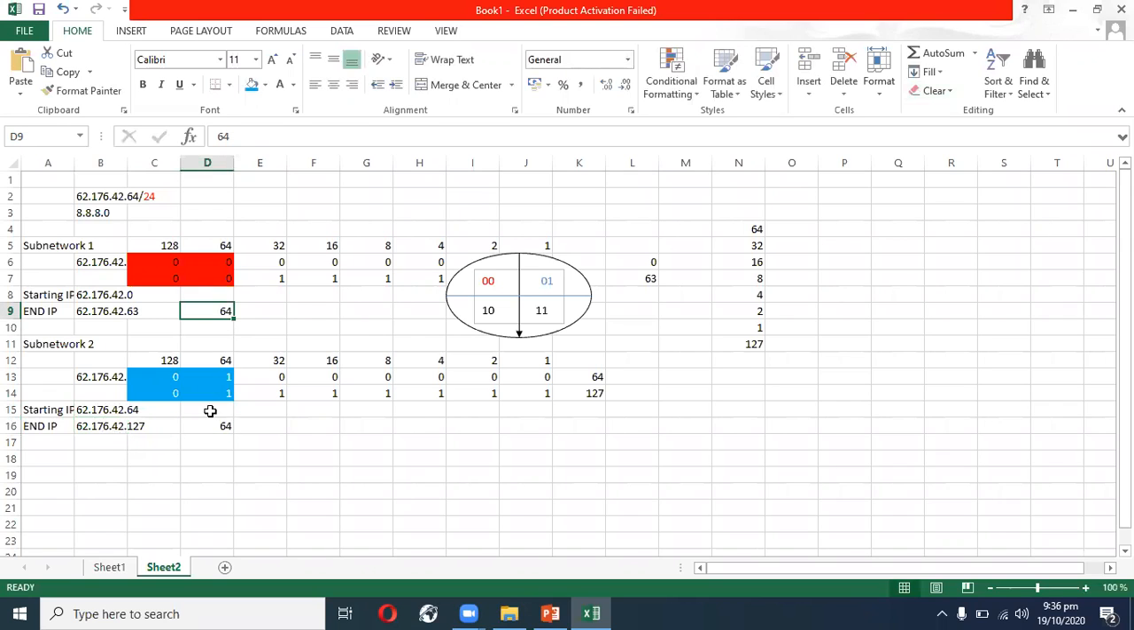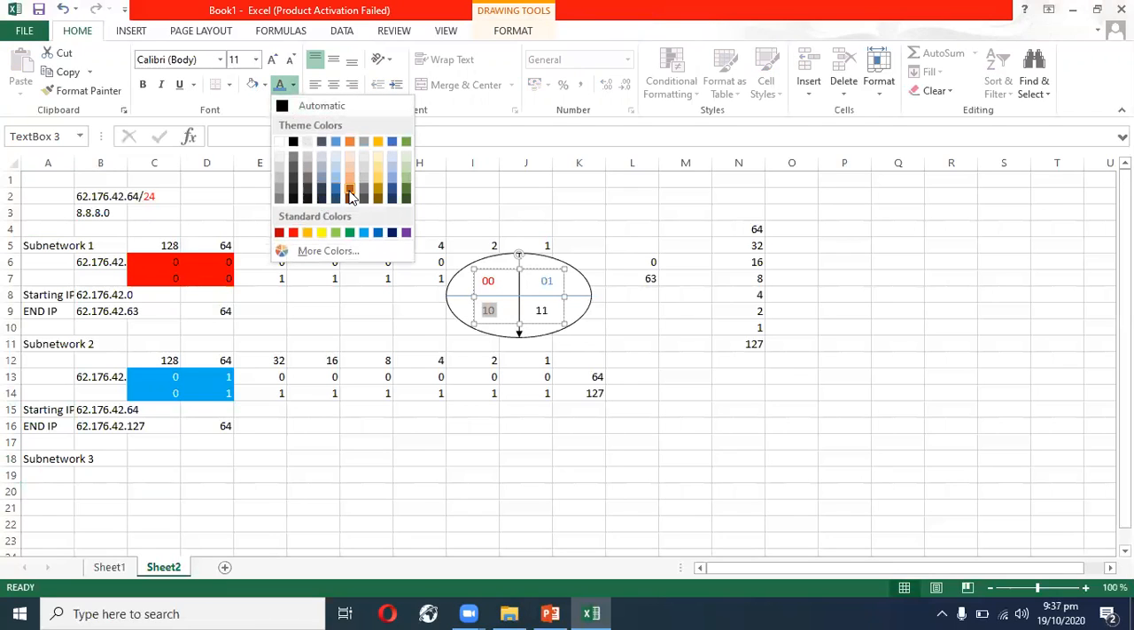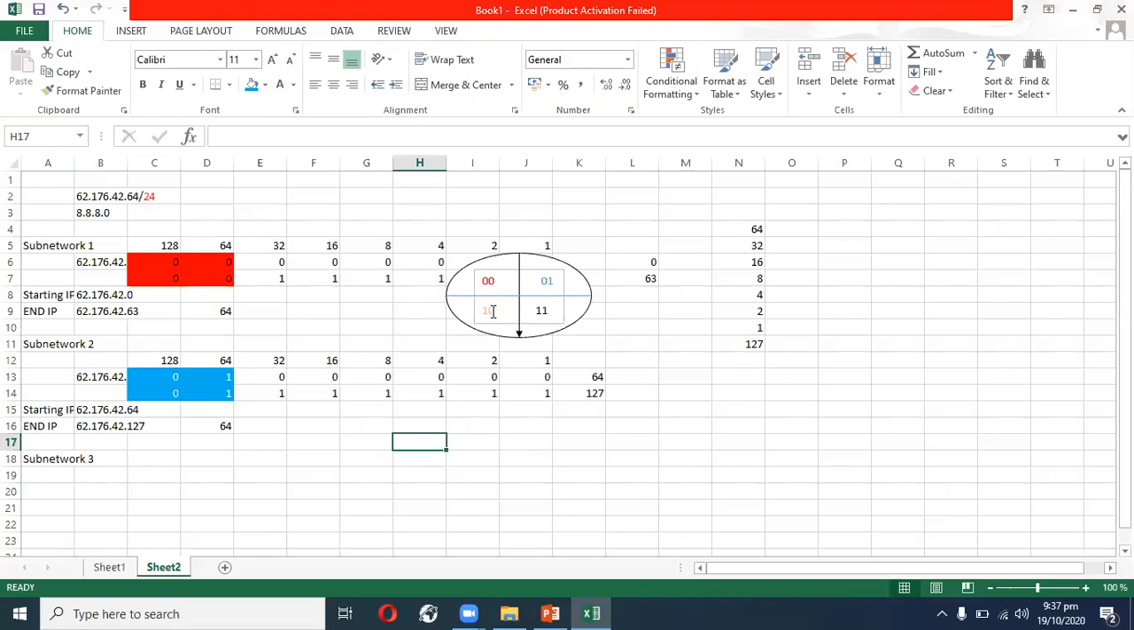So far subnetwork 1 and 2 are the same, so we know that we are going on the right track. Now let's check for subnetwork 3. Let's give it the color brown. So this is our third subnet. We will use the same formula: take the IP, write it here, and the formula will be the same.